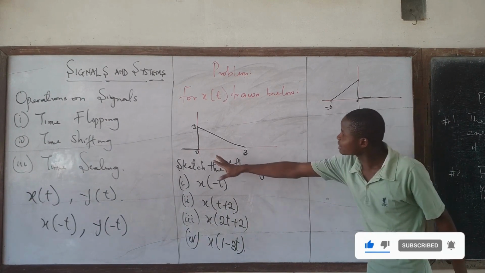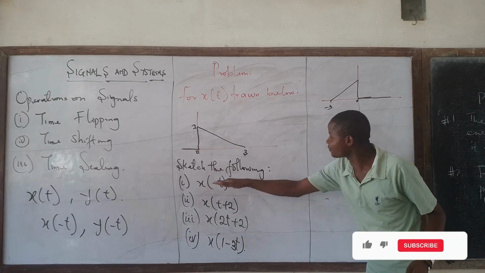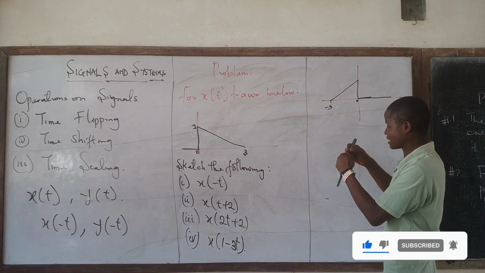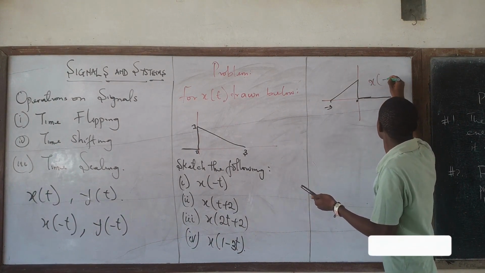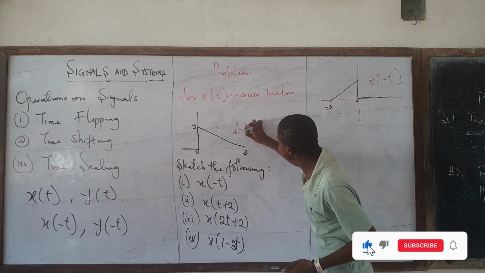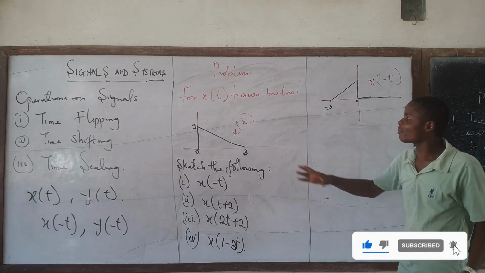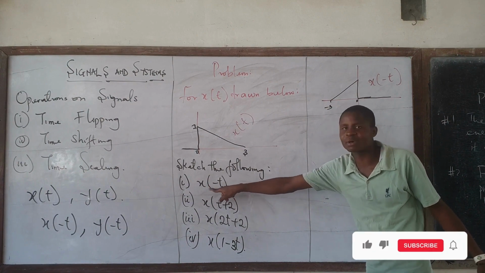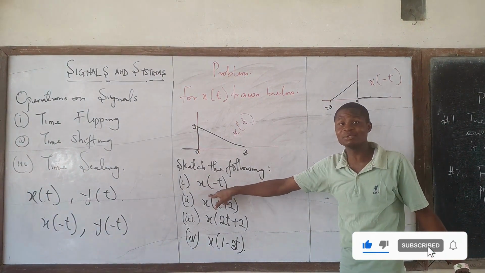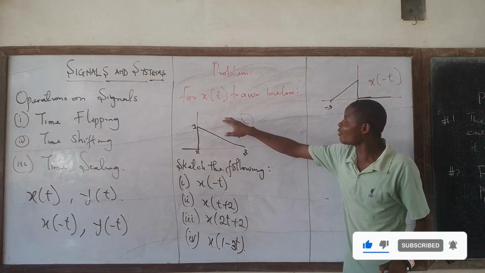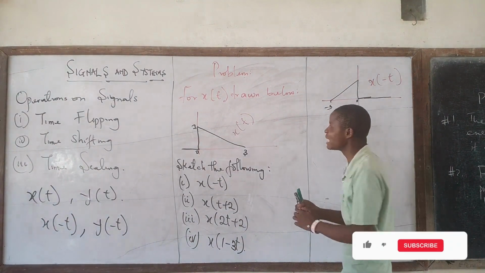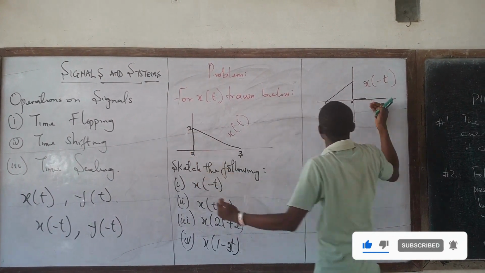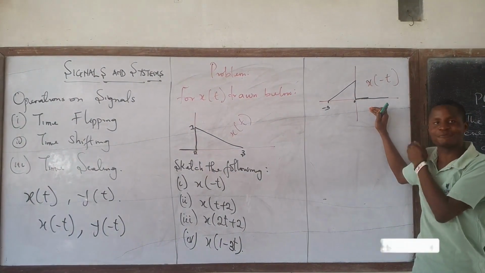So now I have just created a time flipping of this original signal. This is x of minus t, and here is x of t. Anytime you are asked to do time flipping, whenever you see x of minus t, what this is telling you is that you should do a time flipping of the original signal. Imagine placing a mirror here. The image formed by the mirror is what you draw as your time flipping.